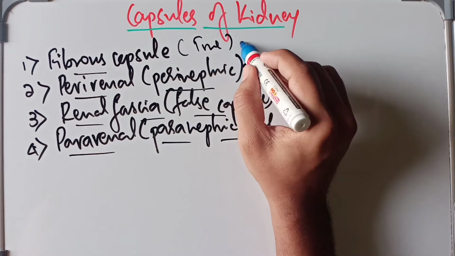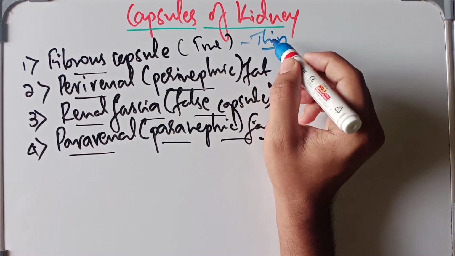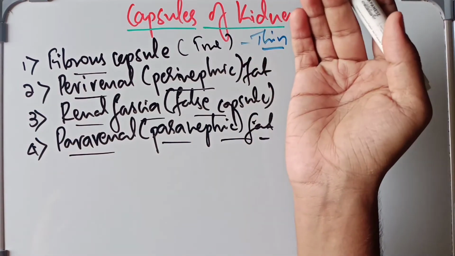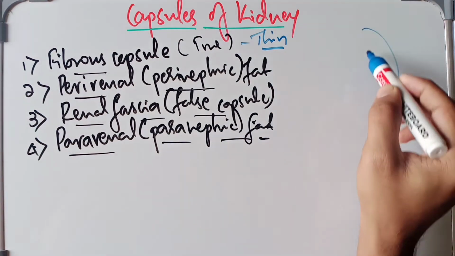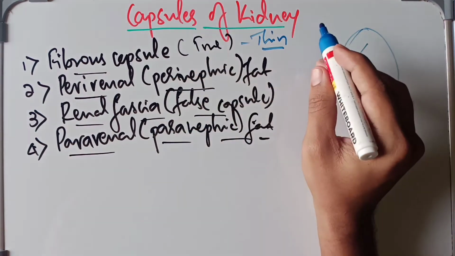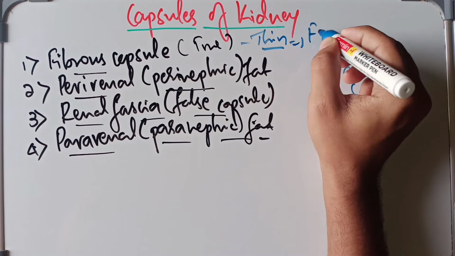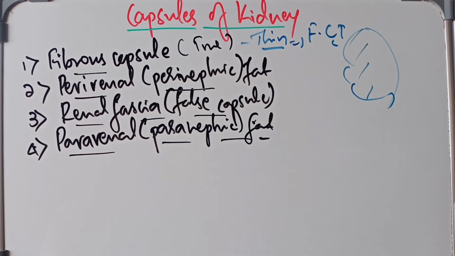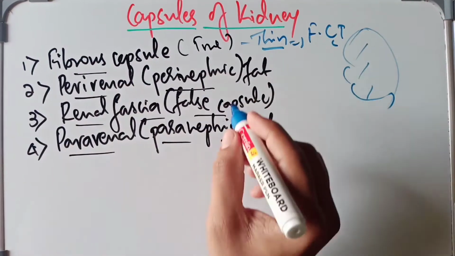The fibrous capsule is a thin membrane which closely invests the kidney. It is formed by the condensation of the fibrous connective tissue in the peripheral part of the organ. So that is about the fibrous capsule.